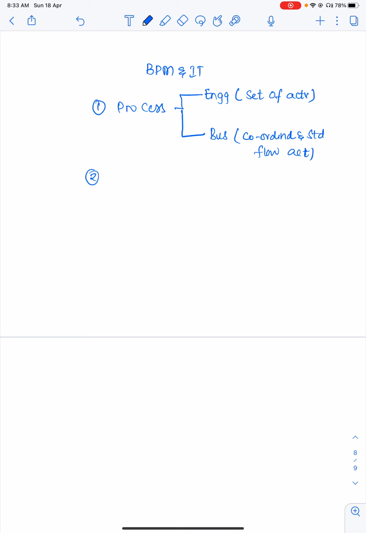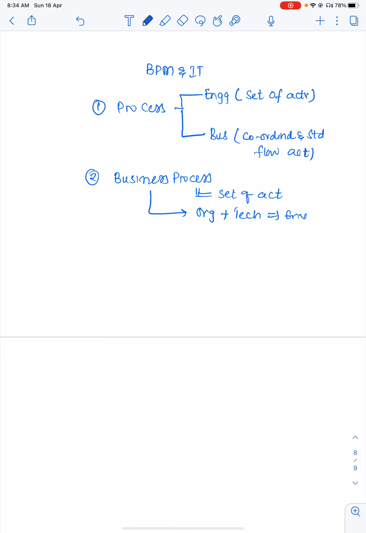After that we studied what is a business process. Again we studied what is a process. A process also consists of a set of activities. However, it works in a business environment. What is a business environment? If you combine organizational and technical environment, it is called a business environment. And for what purpose do we require a business process? To achieve organization goals.